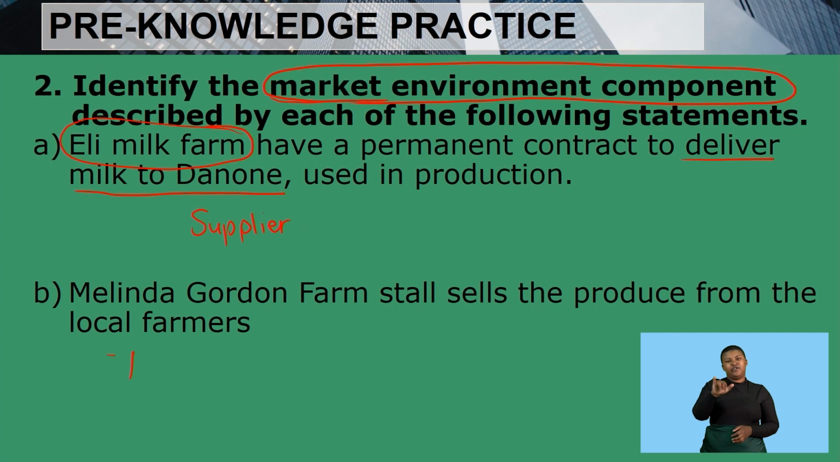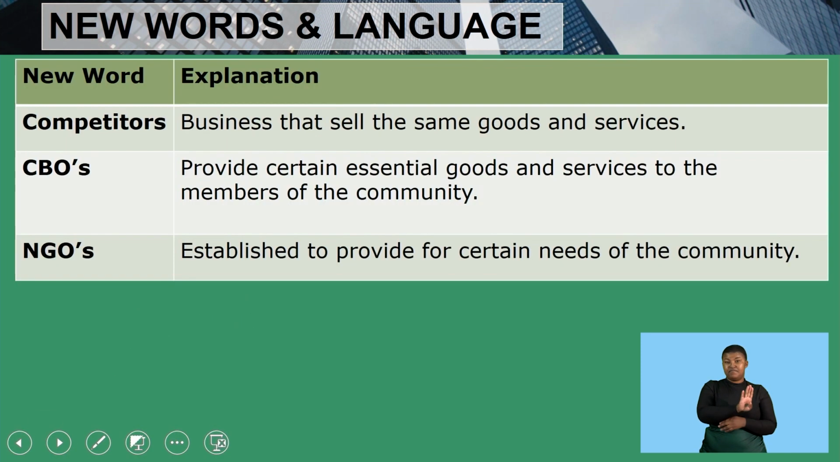Let me just wait here, my pen won't write. There we go. Intermediary. All right, so B will then be intermediaries.